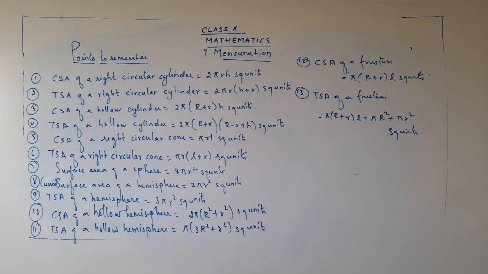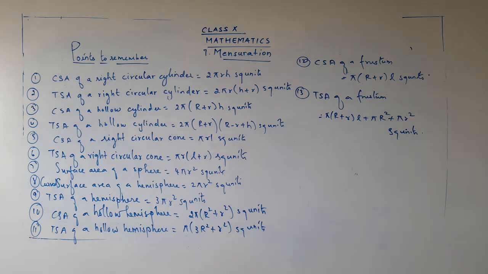Coming to the third one, we are talking about a hollow cylinder. For a hollow cylinder, I have told you that you can think of a cylindrical well. The curved surface area for a hollow cylinder is 2 pi (R plus r) h square units. The total surface area of a hollow cylinder is 2 pi (R plus r)(R minus r plus h) square units.